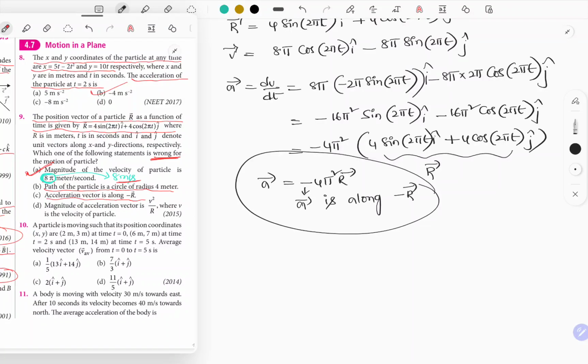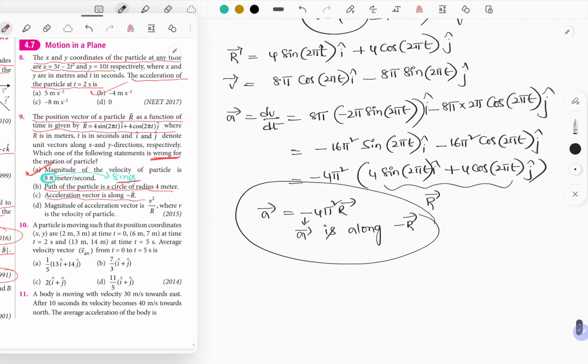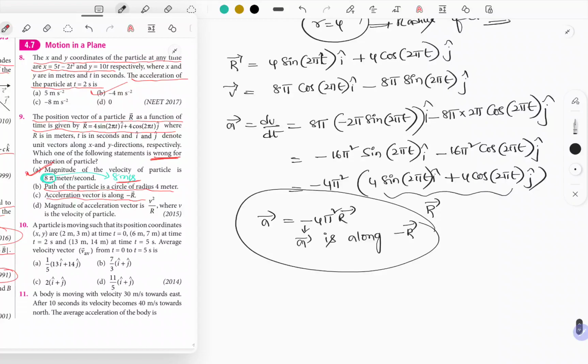Magnitude of acceleration vector is v square by r. That's what they are asking. They have given the acceleration vector already, so how to find the acceleration? I know the magnitude of the velocity vector. What is the magnitude of the velocity vector I got? Acceleration is, I'm talking about magnitude, v square by r, where v is the velocity of the particle.